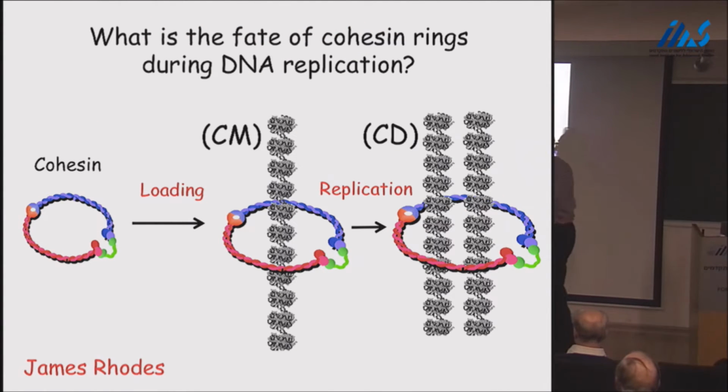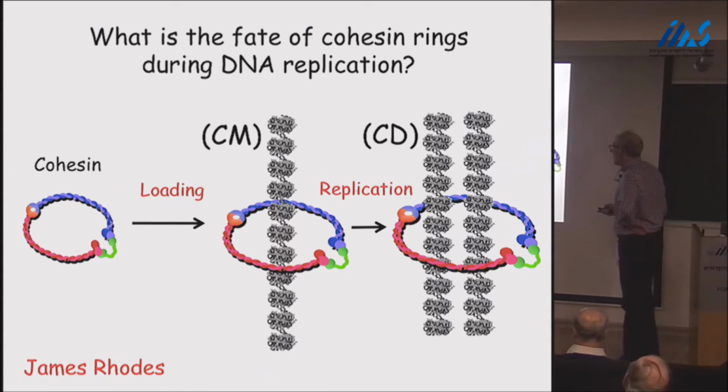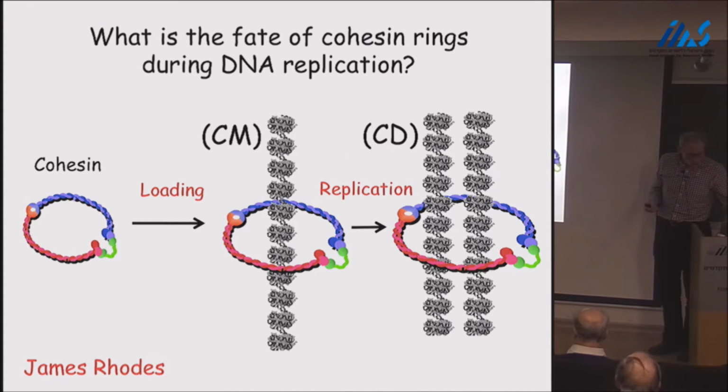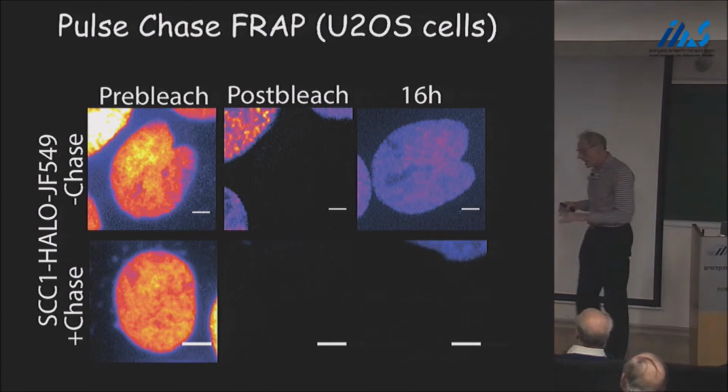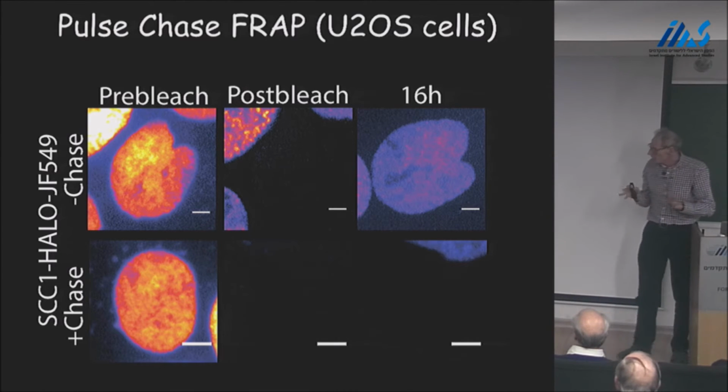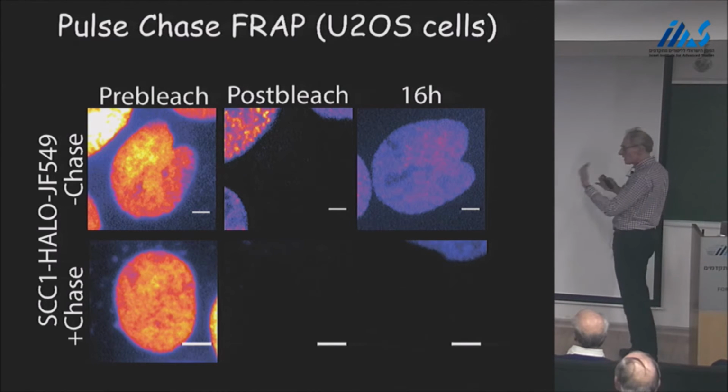Now, somebody asked, what happens at replication? How do you build these structures? Could you drive the replication fork through a cohesin ring that's already there? Well, I can't give you an answer to that question, but what James Rhodes in my lab has set out to ask is, what is the fate of a cohesin ring on an unreplicated chromatid after a replication fork has gone through? Does it remain there after the fork has gone through? We haven't been able to do this at a single molecule level, but we've done it at a level at which I think we've got the answer.